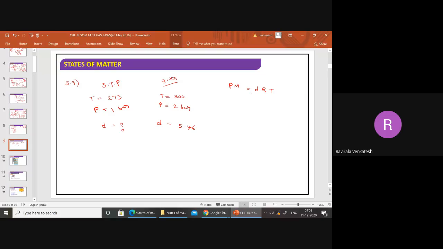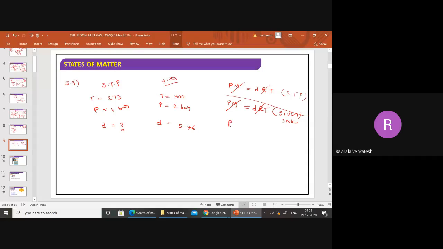Let me see the first equation, for STP conditions: PM is equal to DRT. The second is for the given conditions, at 300 Kelvin. They are talking about the same gas, so the molar mass will be cancelled, and R will also cancel.